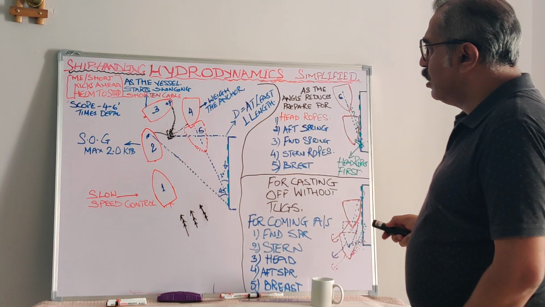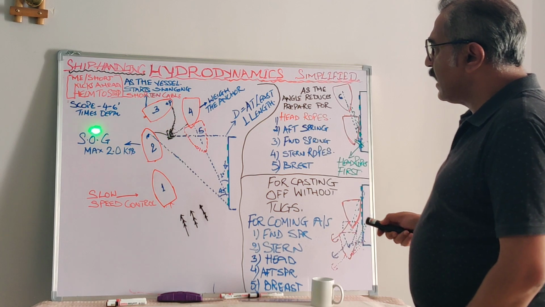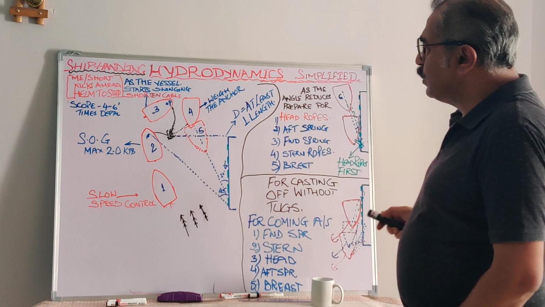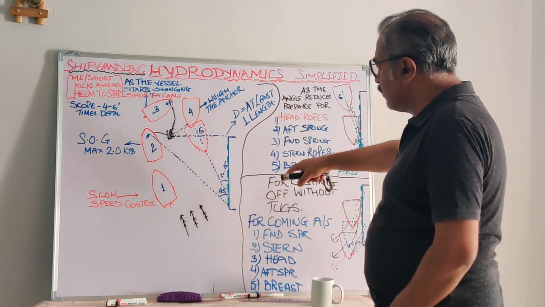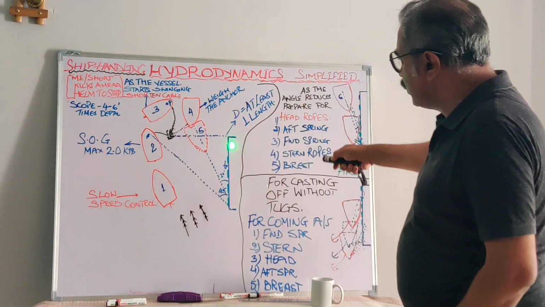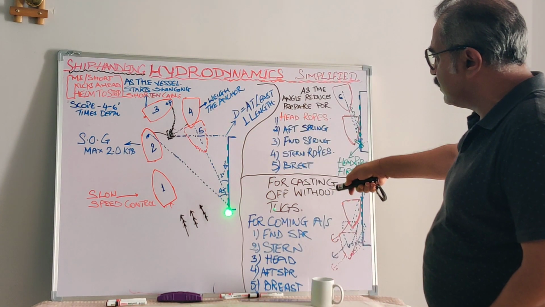Figure number 2. Before we think of dropping the anchor, I've written here speed over ground. The speed over ground before we think of turning around should be approximately 2 knots, because this is the place we are going to berth. We are going to berth the ship over here.